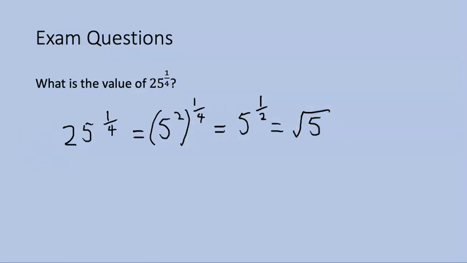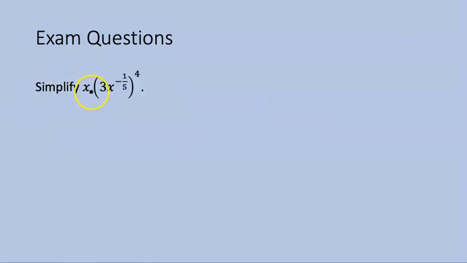Now, if I have a look at the second one, this one's a little bit more complicated. We've got x multiplied by this nasty little bracket to the power of 4. How do I deal with it? Well, I'm going to leave this alone. I'm going to focus on this: 3x to the minus 1 over 5 to the power of 4. First, take the 3 to the power of 4. That gives me 81.